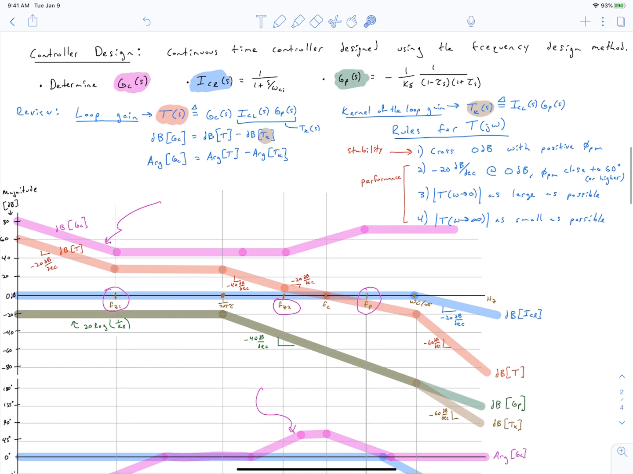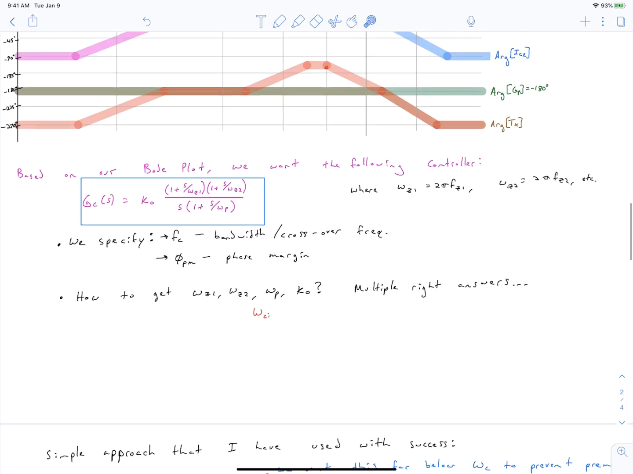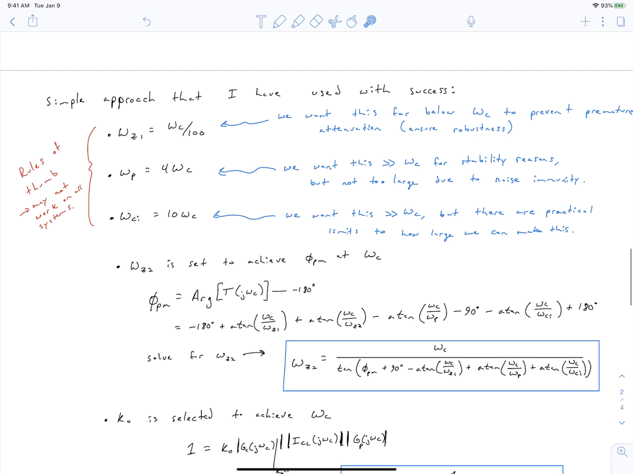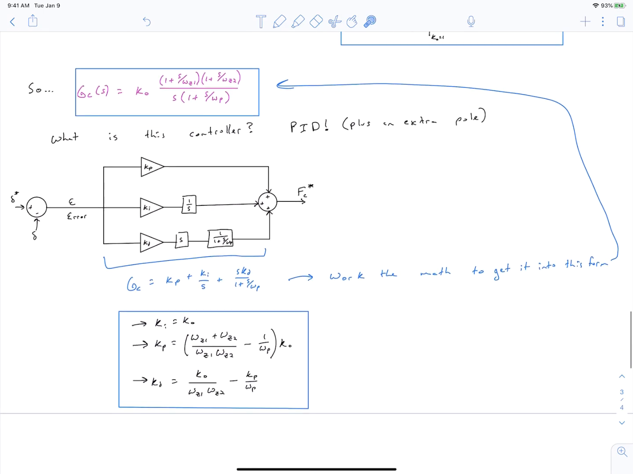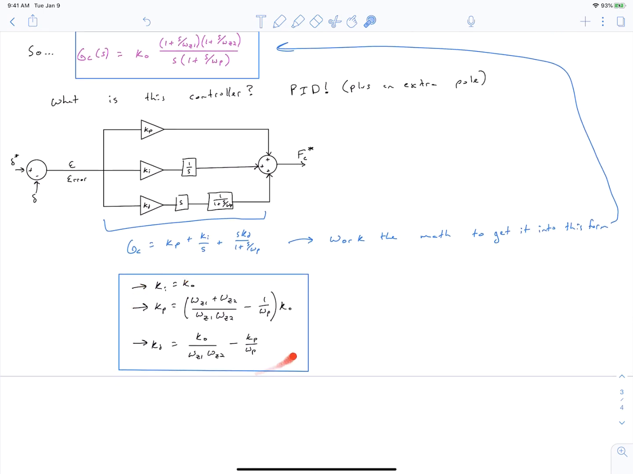Then we spent a significant amount of time deriving a controller design in continuous time that turns out to be a modified form of a PID controller. So we reviewed the frequency design method and applied it to derive this controller, and we came up with a set of rules of thumb to determine where the poles and zeros of the controller should be placed, and then analytic calculations for the remaining zero and controller gain. And then finally related this back to our PID controller gains.